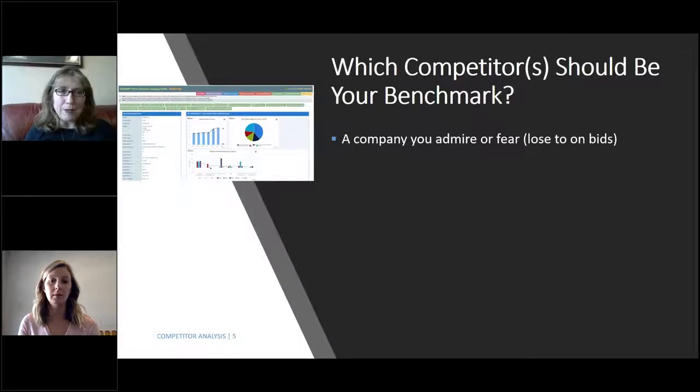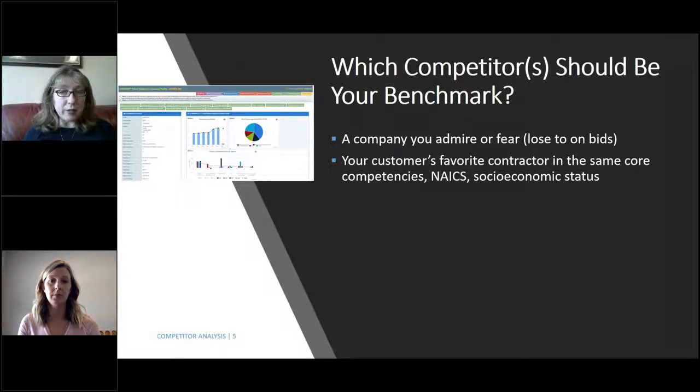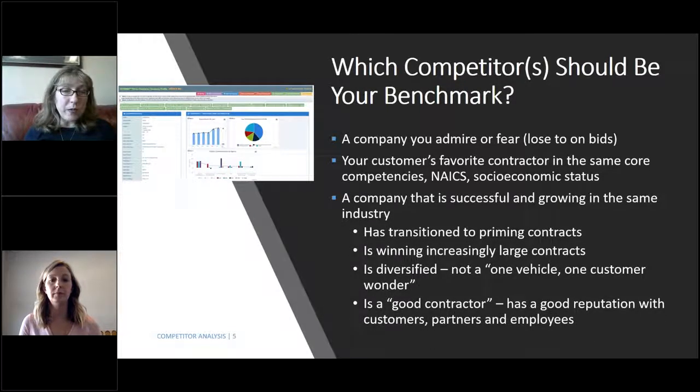Sometimes the answer may be obvious: they're bigger than you, they've got deeper pockets. Sometimes the answer may not be as obvious. Sometimes it's really not their size. Sometimes it's something else. So the second option is your customer's favorite contractor in the same core competencies, NAICS, and socioeconomic status. Yes, they may have a great relationship, and that's why they keep getting all this business, but maybe, just maybe, and keep your mind open, they may have something else that makes them an excellent company that the customer really respects and values.